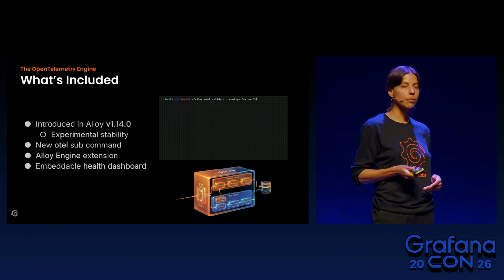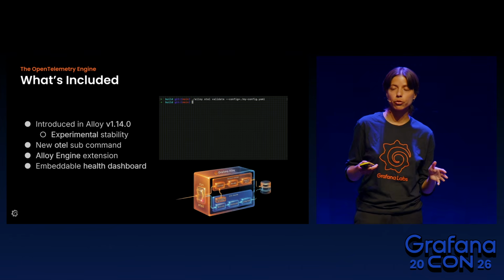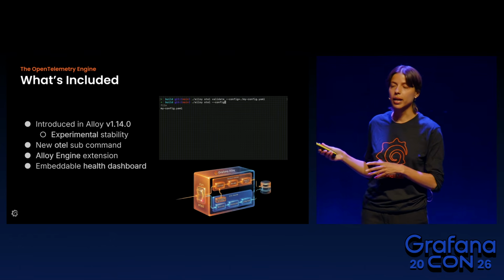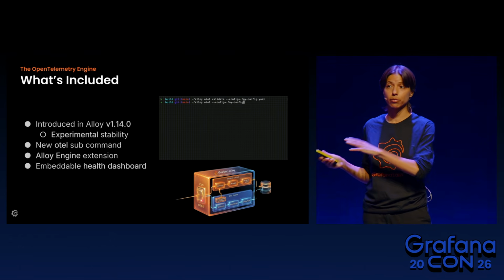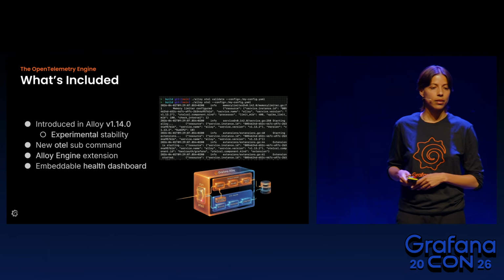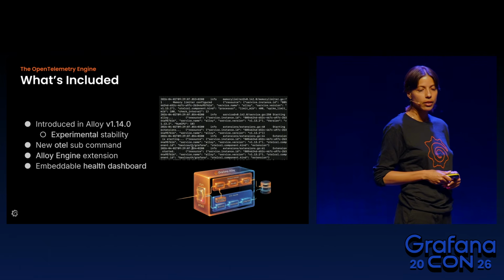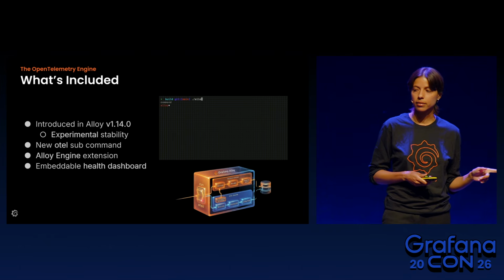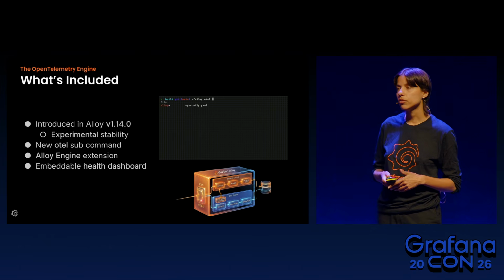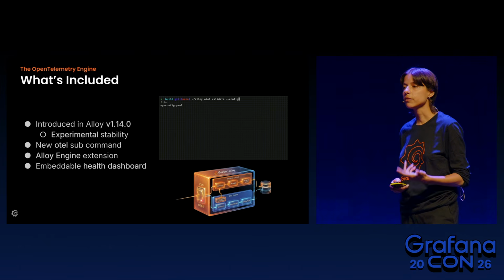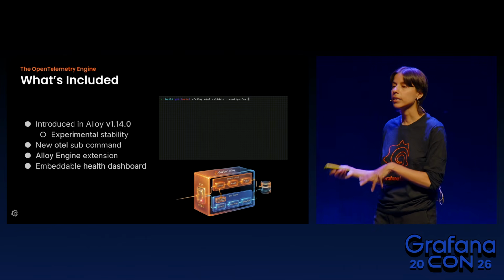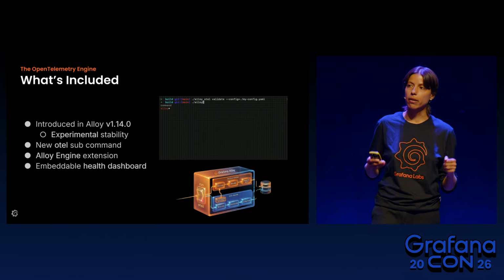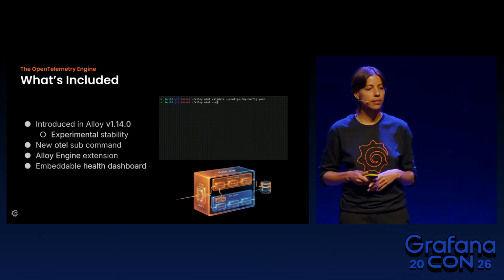And if you raised your hand before that you've used the OpenTelemetry Collector before, it actually exposes the entire upstream collector CLI experience. So it's going to look really familiar to you. We're also introducing a new Alloy engine extension. This is really interesting. I'm going to demo that in a second. It allows you to run an instance of the default engine pipeline alongside the OTel engine pipeline, so you can run them both in parallel from a single Alloy instance.